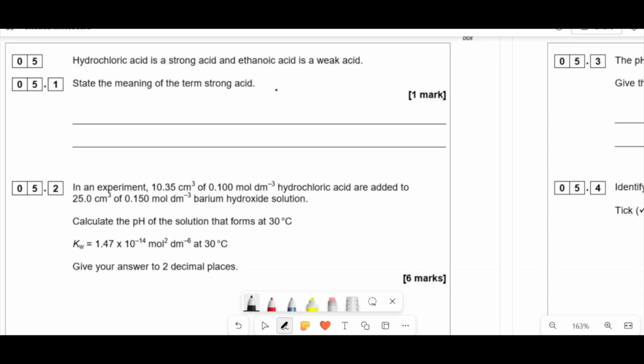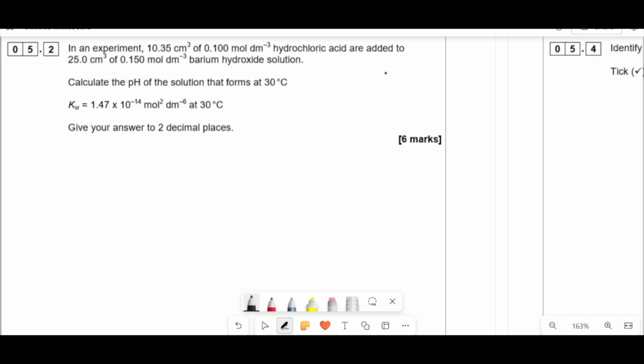There you go. So state the meaning of a strong acid. So it just completely dissociates in solution. Next, it says, in an experiment, this much hydrochloric acid was added to this much barium hydroxide. Calculate the pH that forms, and then here's Kw, and give your answer to 2 decimal places.